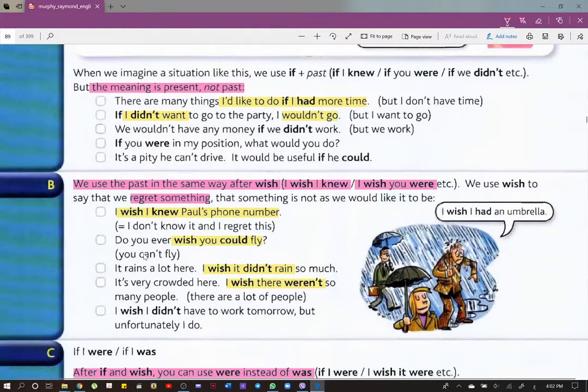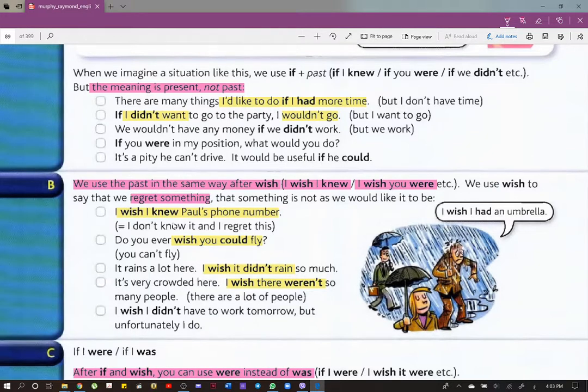To express the regret. Now, look at the picture here. These two people, they are having an umbrella, but this man doesn't have. What does he say? He says, I wish I had an umbrella. Had here, it has nothing to do with the past. It's not past. It is just an expression in the past to express regret. Okay? It's not about past, although it has the past form, only in form. But it is used here to express regret because we are using wish. So whenever we are using wish, we use the past tense to express regret.